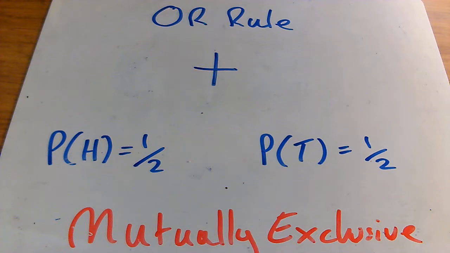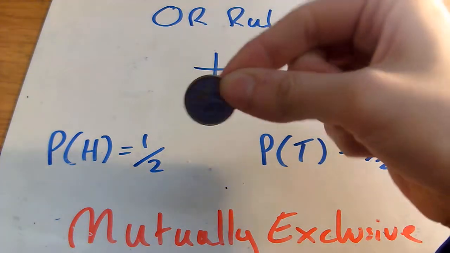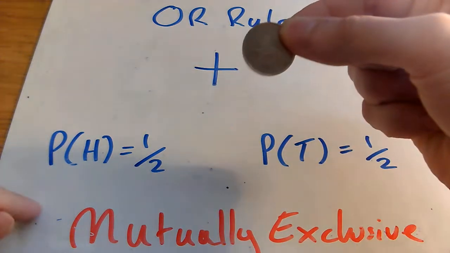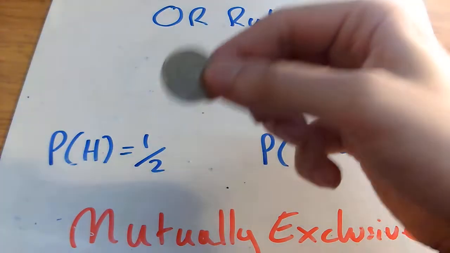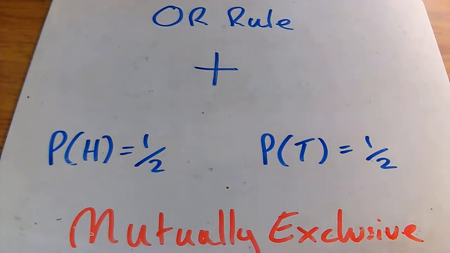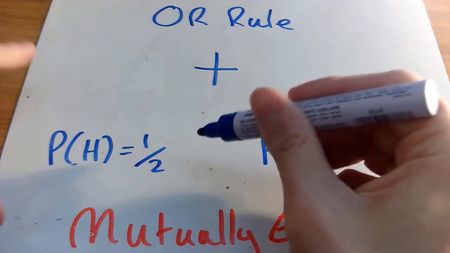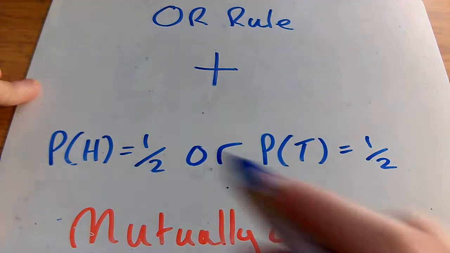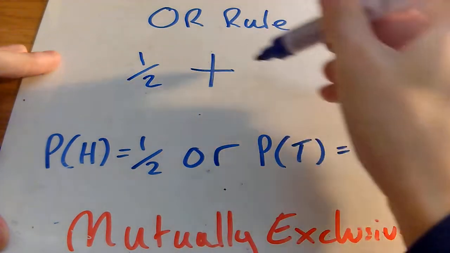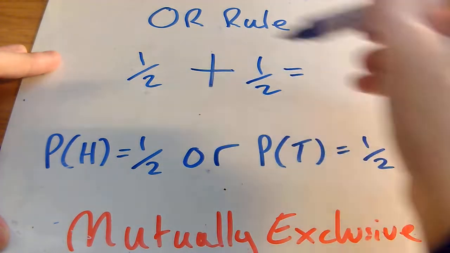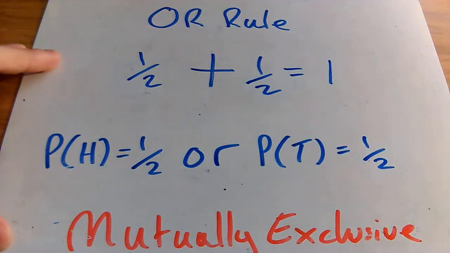So I'm just going to revise that with the idea of a coin here. You know that if you flip a coin, you've got a 1/2 chance of getting heads and a 1/2 chance of getting tails. Those two events are mutually exclusive. You can't get both a heads and a tails in the same flip. So if you were to ask the question, what's the probability of getting a heads or a tails, the OR rule says well, you'd add those two together. So you'd do 1/2 plus 1/2, which is going to be 1.